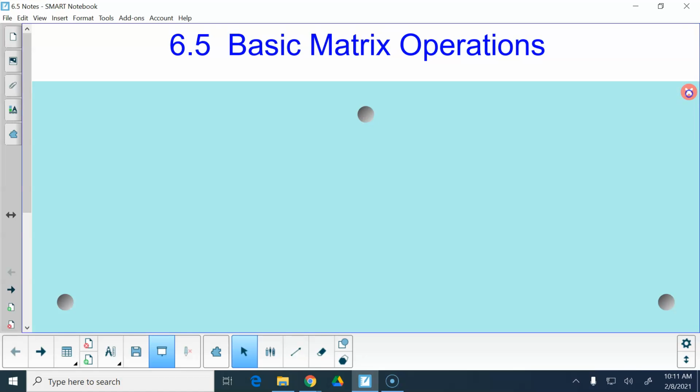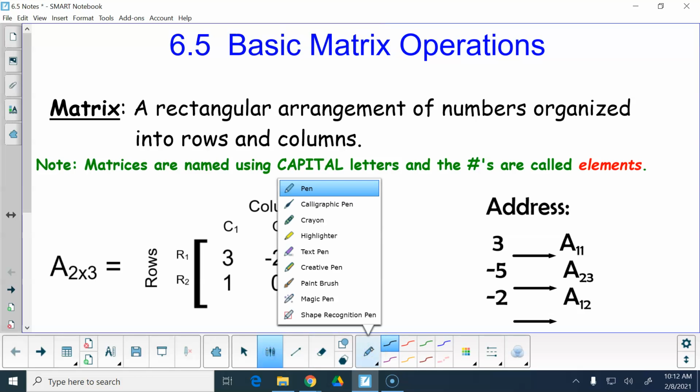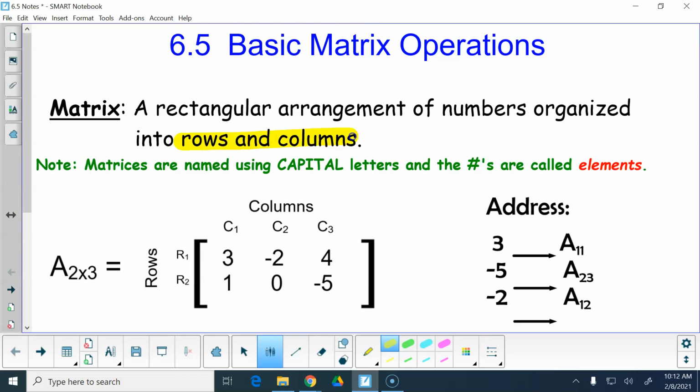So the very first thing that we need to talk about here is what a matrix is. Matrix is the singular, matrices is the plural. Okay? So matrix, matrices. A matrix is a rectangular arrangement of numbers organized into rows and columns. I'm going to highlight rows and columns because that is key in matrices. Rows are the horizontals, columns are the verticals. Okay?